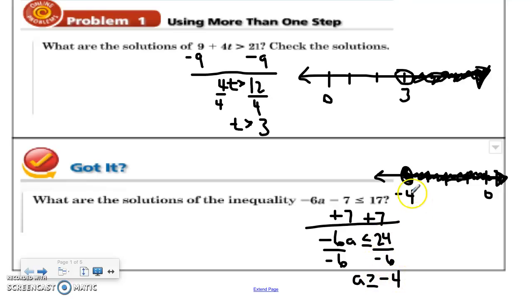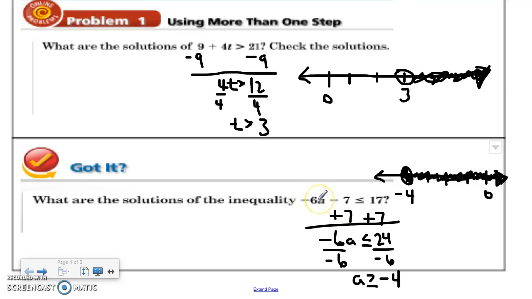If I was going to graph that, negative 4 is here on the number line to the left of 0. The equal bar at the bottom means I have a closed dot. Because I flipped the sign, it's going to the right. How do I check that to make sure? Well, let's take something that's on this part of the solution, like 0, for example. Let's put 0 in here.